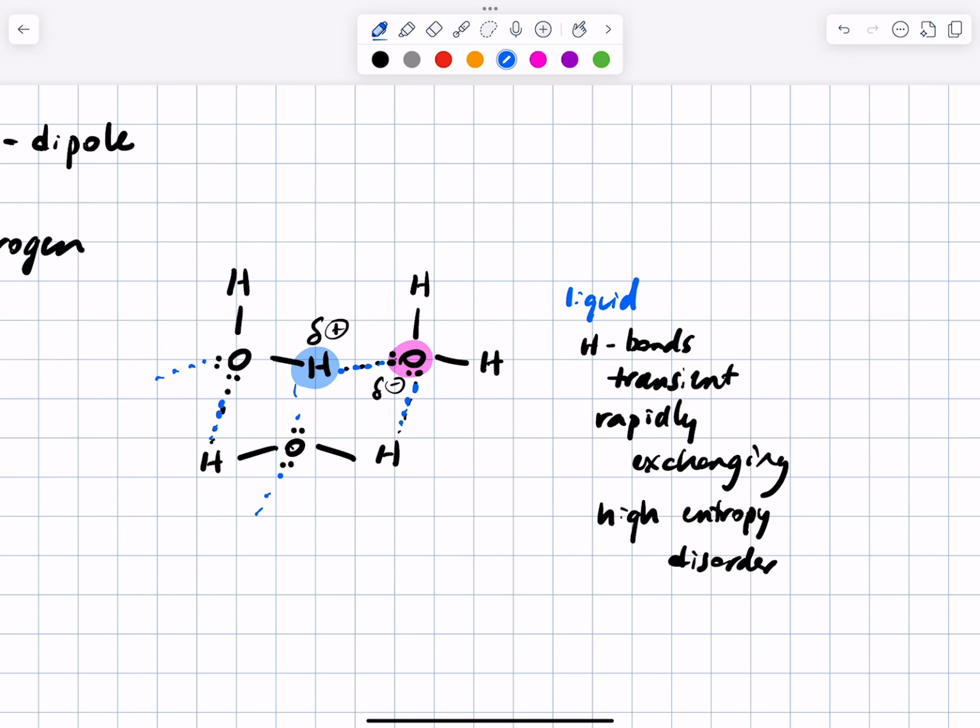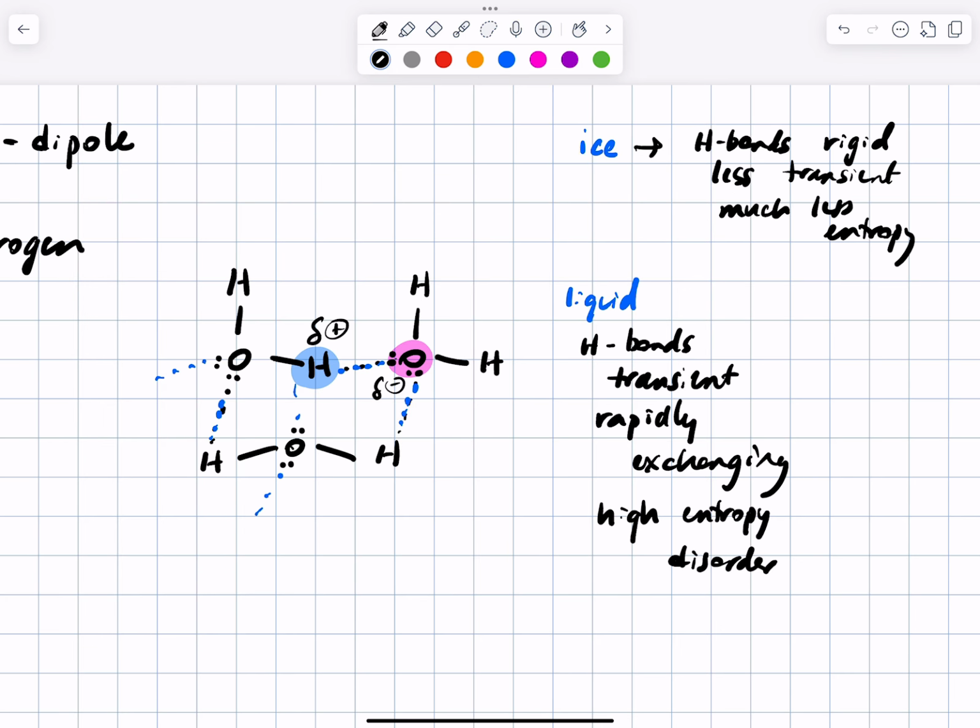We're going to use hydrogen bonding as part of our explanation for why oil and water don't mix. But for right now, think of in solid ice, the hydrogen bonds are more rigid, much less transient, and there is much less entropy.